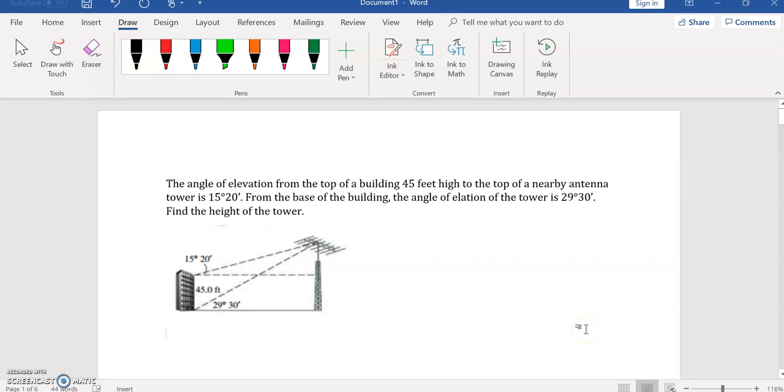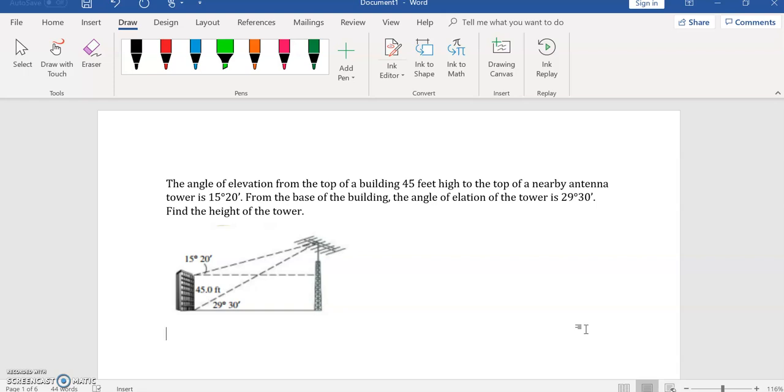Okay, we have a law of sines application here from 7.2. We have the angle of elevation from the top of a building 45 feet high to the nearby antenna, which is 15 degrees 20 minutes. From the base of the building, the angle of elevation of the tower is 29.5 degrees. Find the height of the tower.